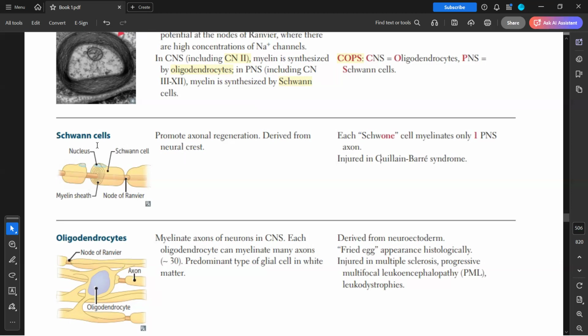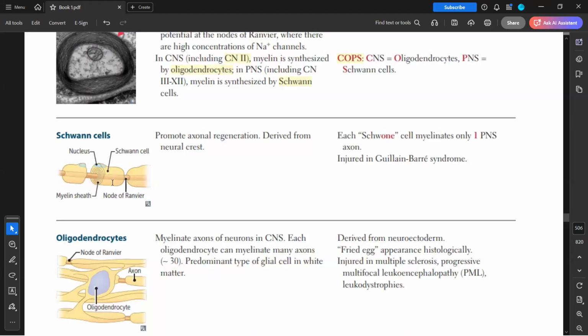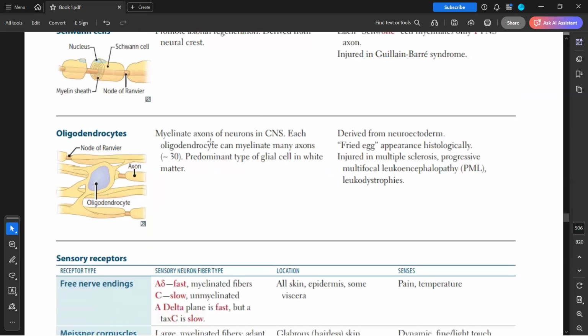So this is, you could see Schwann cell, the myelin sheath is right here, this is the nucleus, and these are the nodes of Ranvier. Nodes of Ranvier are basically the area on the neuron which is not covered with myelin. So this would make the signal jump from one myelin segment to another and skip the nodes of Ranvier.